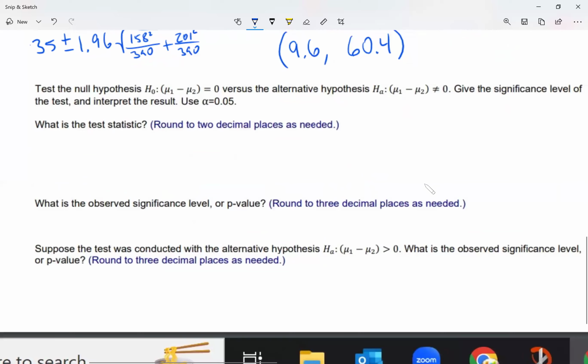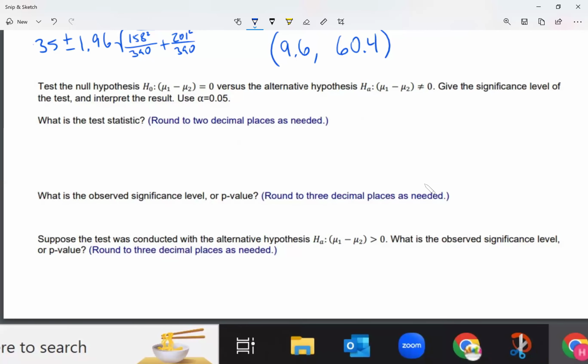Next part, using the idea that we have here, I'm still going to use this. Test the null hypothesis. The null hypothesis says that the difference of my means is 0 versus the alternate hypothesis that the difference of my means is not equal to 0. Give the significance level of the test and interpret the result using alpha to be 0.05. What is the test statistic?